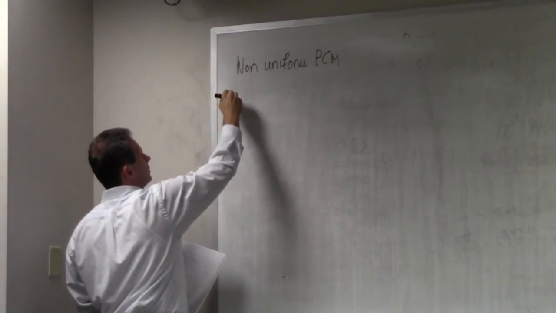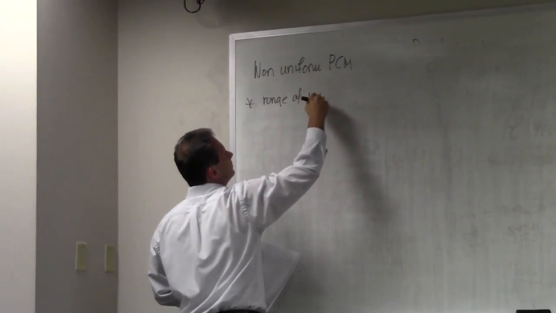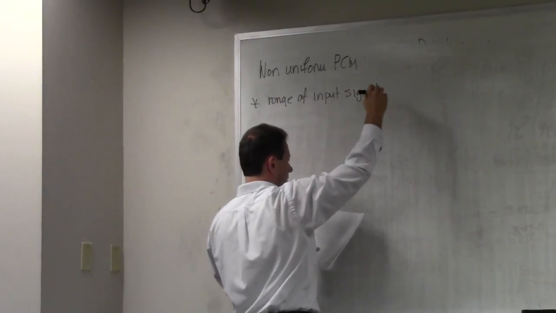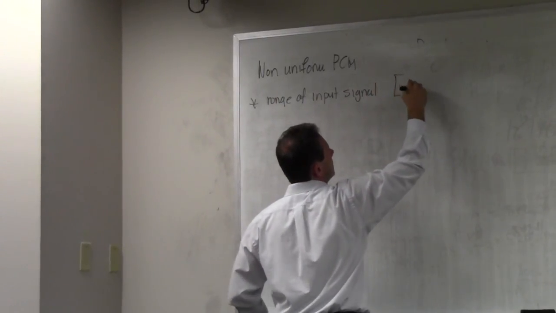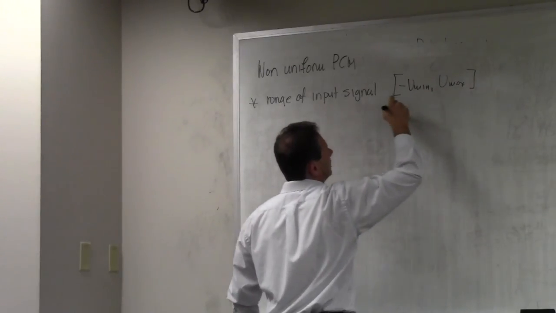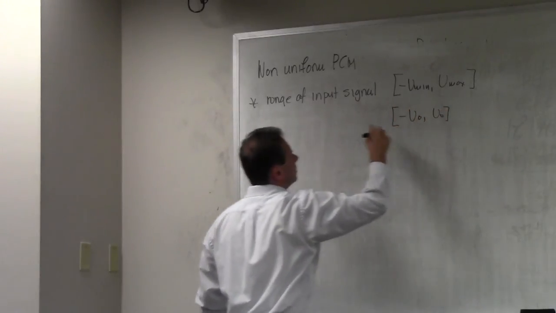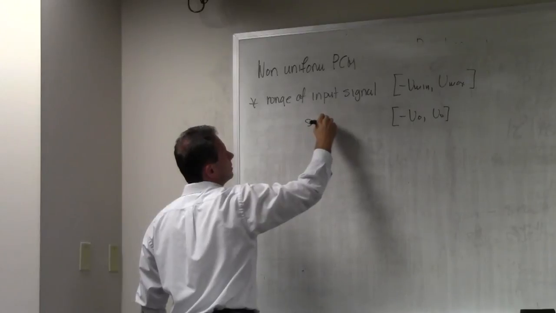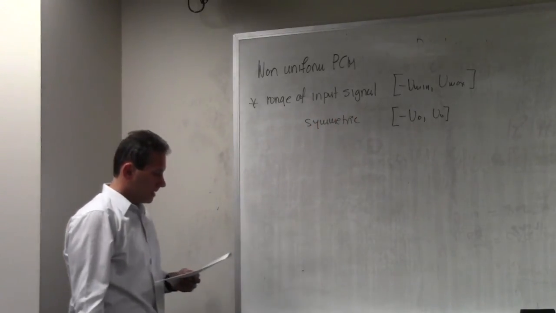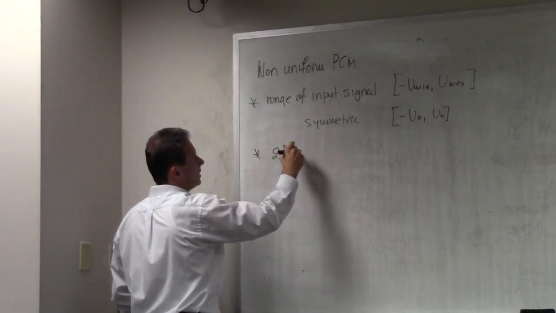Here, I start with very much the same range of input signal, minus U min to some U max. But usually, if the range is symmetric, it's from minus U zero to U zero. And then the total number of quantization levels is Q to the N.